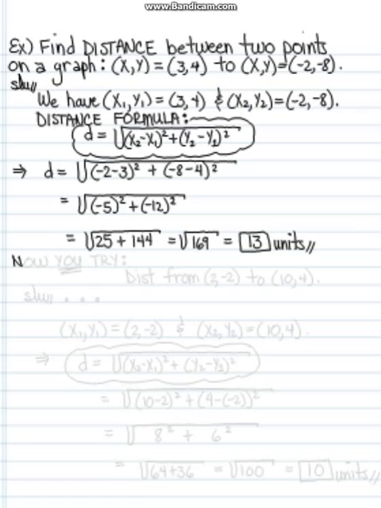Now, I want you to try one yourself. You are going to find the distance from the ordered pair (2, -2) to the ordered pair (10, 4). What I recommend you do is pause the video and figure out how this works using the same method I just used, and then when you're ready, come back and push play again to see if your answer is the same as mine.